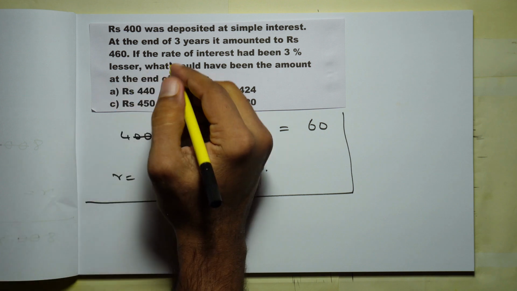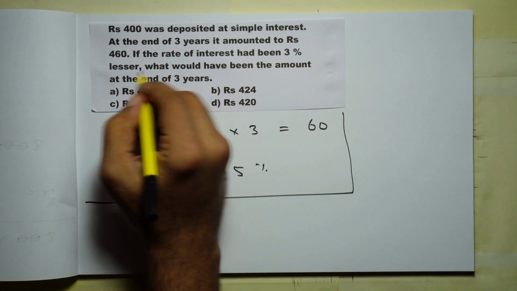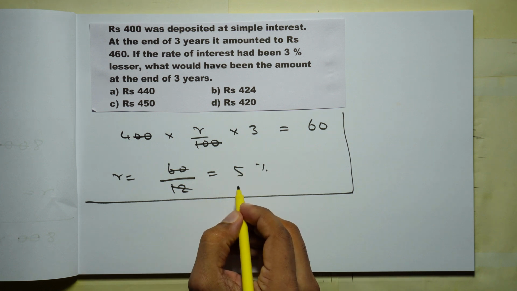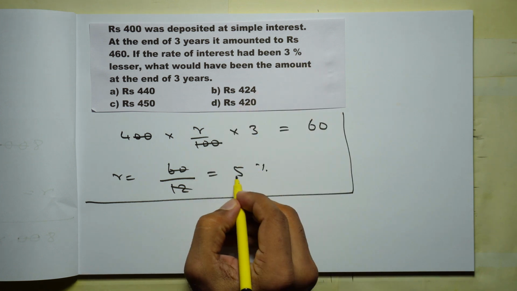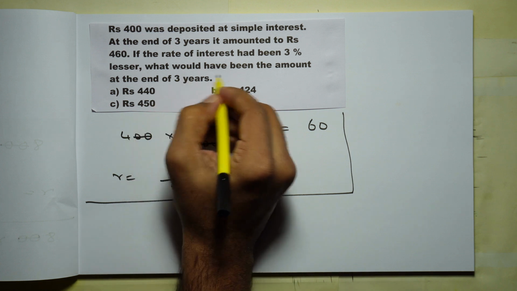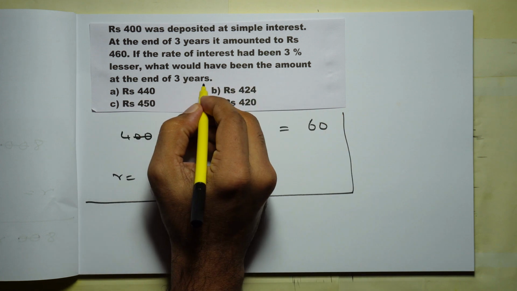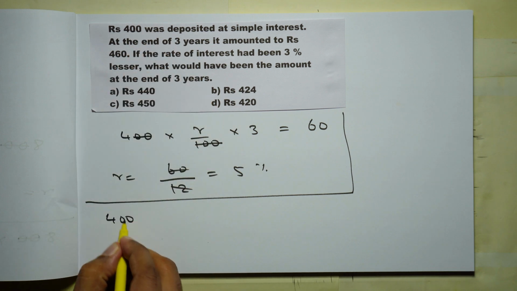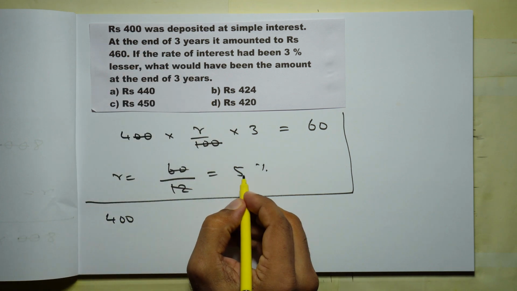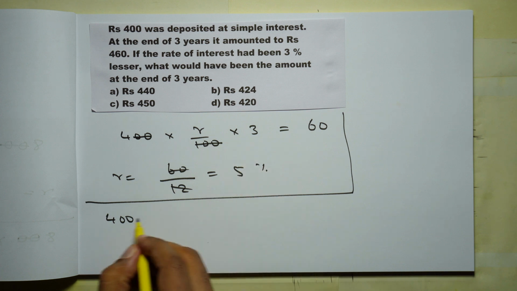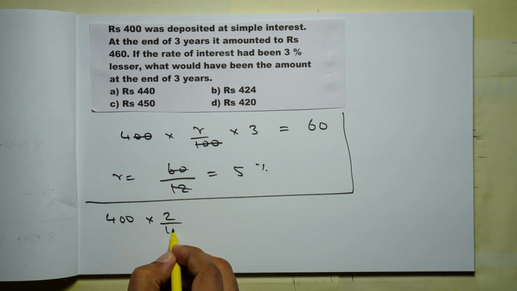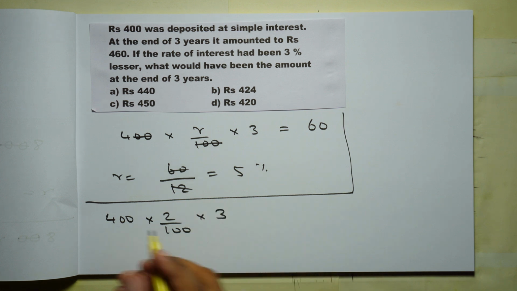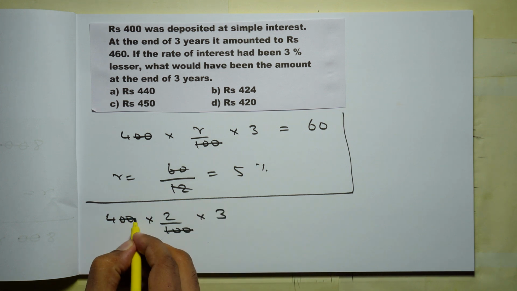Now the question is, if the rate of interest had been 3% lesser. So instead of 5%, it is now only 2%. It is 3% lesser. It is only 2%. What would have been the amount at the end of 3 years? So the sum that was deposited was rupees 400 and instead of 5%, now it is only 2%. So every year you will get 2% of the sum, like that for 3 years. So we'll just calculate this amount.